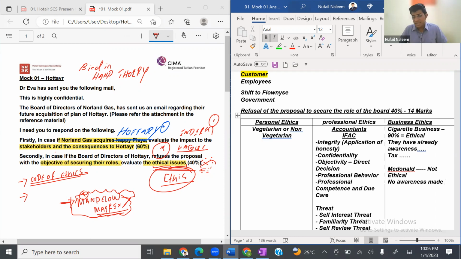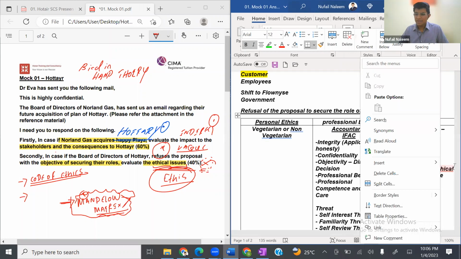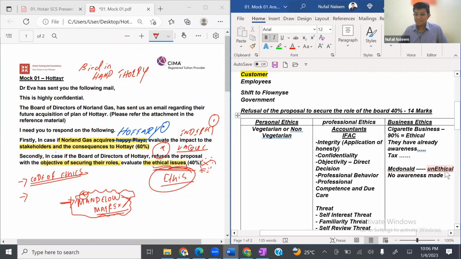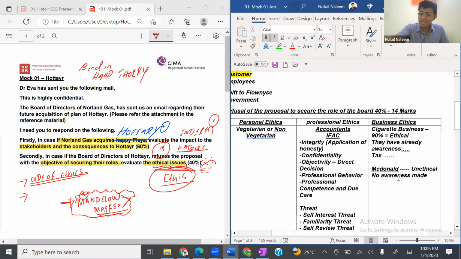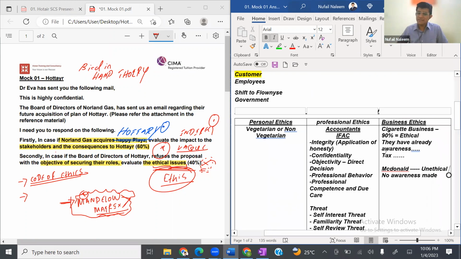Chocolate business, purely unethical. The reason is, students, did they make any awareness of the sugar content that is affecting your body health? No one, right? No one made an awareness. So students, are you clear with this ethical issue and non-ethical issue? Can I quickly get a confirmation from you all in the chat box if you are clear with this?